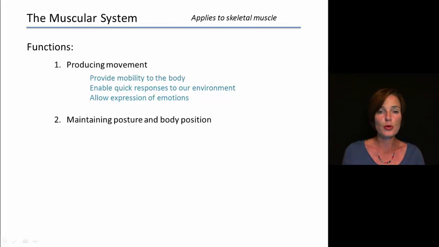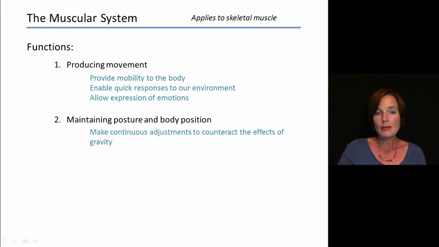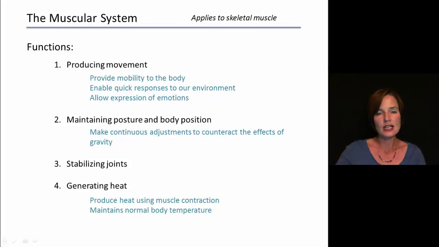Besides movement, this is important for maintaining the overall posture and body position. What we mean by this is that it is going to be responsible for making continuous adjustments to counteract the effects of gravity. So gravity is always affecting our bodies, and we have to pay attention to that and remain upright and counteract those effects. The muscular system is also responsible for stabilizing joints and for generating heat. The heat that's generated by muscle contraction is very important for maintaining our normal body temperature.